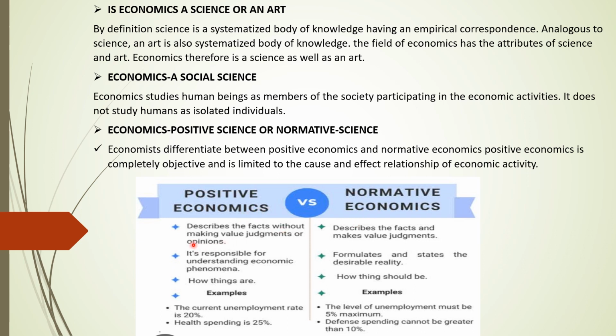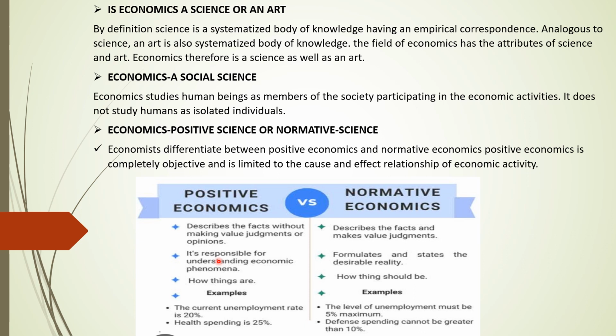Okay. In positive economics, we describe the fact without making value judgment or opinion. In normative economics, we describe the fact and make value judgments. इसमें judgment नहीं होता, इसमें judgment होता है. Positive economics में एक actual thing होती है और normative economics में not actual thing.